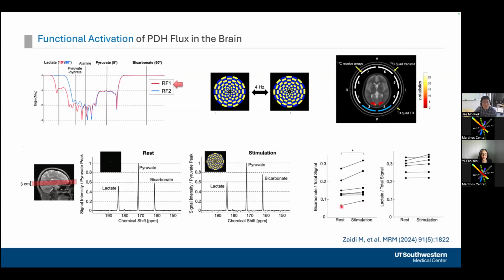And these are the data from the 7 subjects we collected. This one is resting, and this is stimulation, showing the bicarbonate change normalized to the sum of all 3. Although this is not a really good metric, we didn't have any polarization level, so this is probably the best we could analyze. With the stimulation, bicarbonate was consistently produced more.